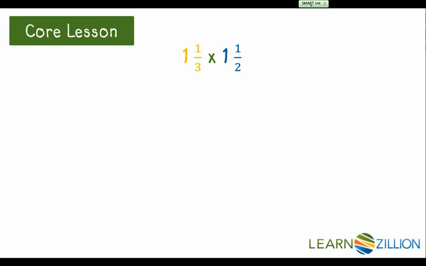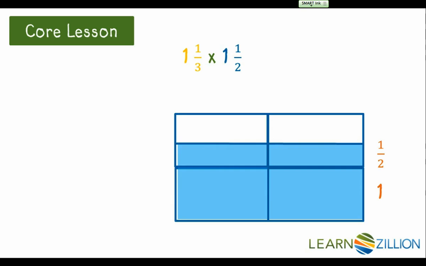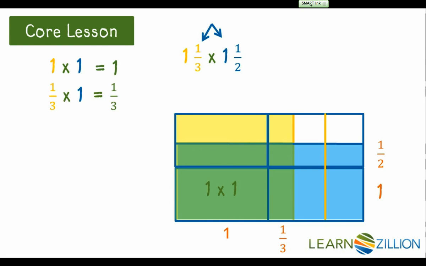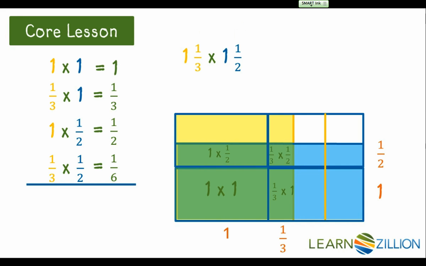Let's take a look now at 2 mixed numbers. Here I've marked 1 1/2, and then I've marked 1 1/3. Let's see what's really happening here. We have 1 times 1, and we have 1/3 times 1. Then we could multiply 1 times 1/2 and 1/3 times 1/2. This decomposing the problem into smaller pieces is a great strategy to help you understand what's happening in the area model. I can see each of my answers and how I would combine them.